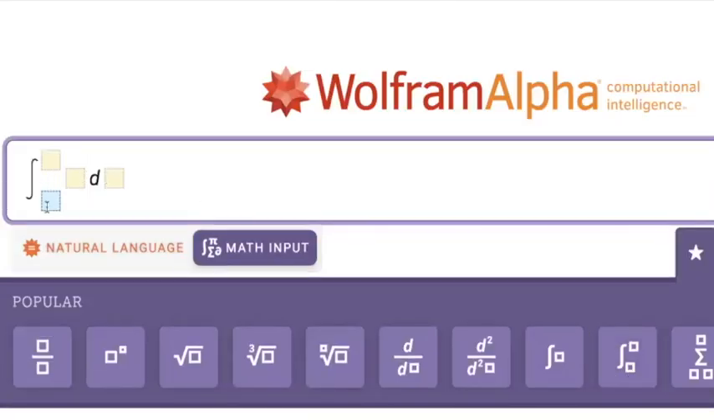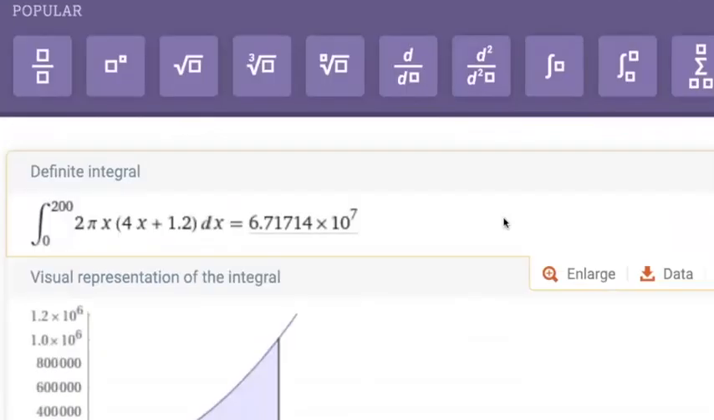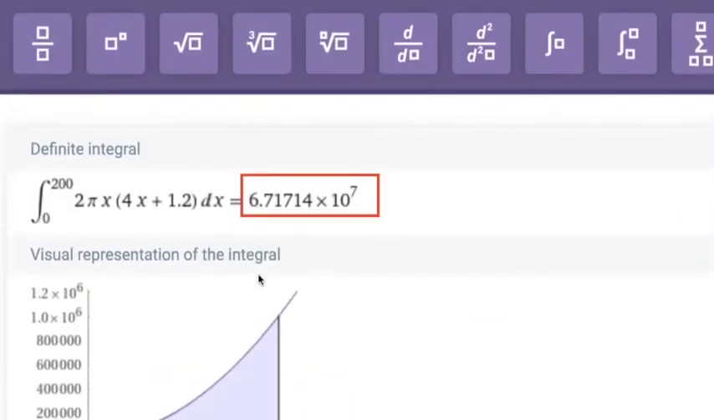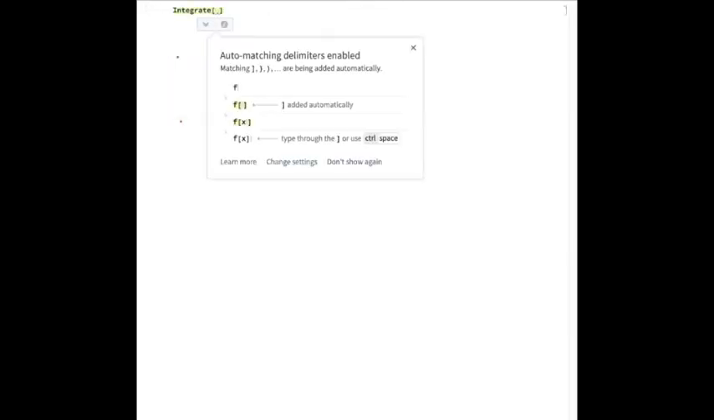Now that I'm sure I have the right formula, I'm going to try to use the computer to type this into Wolfram Alpha. So the definite integral from 0 to 200, 2 times pi times x times 4x plus 1.2 dx. That's one of the drawbacks of computers, is they can give you these answers that are rounded or written in scientific notation. I'm going to try this with a different program called Mathematica.